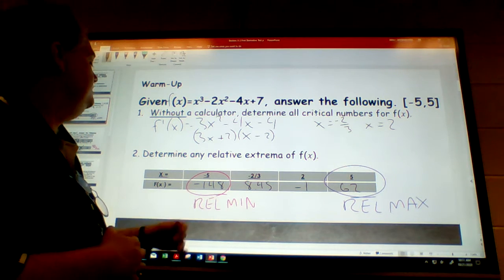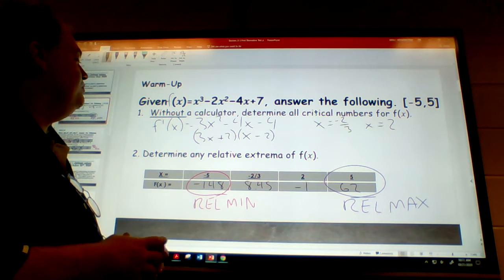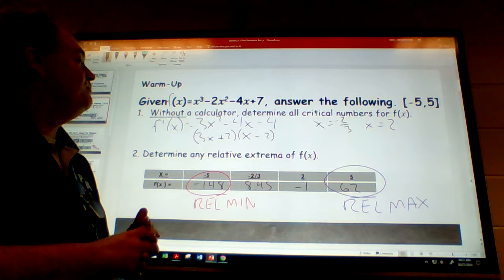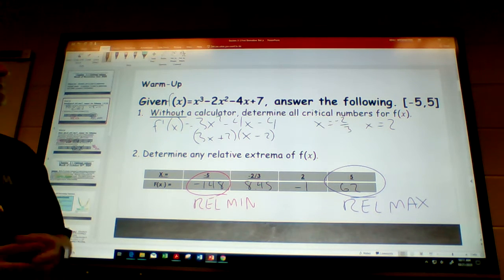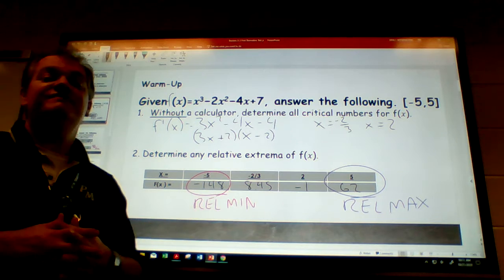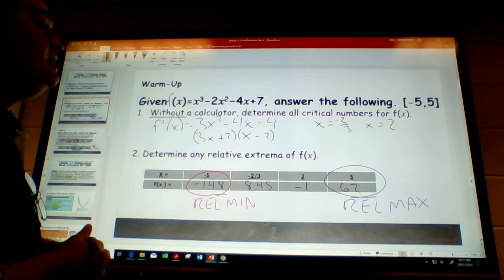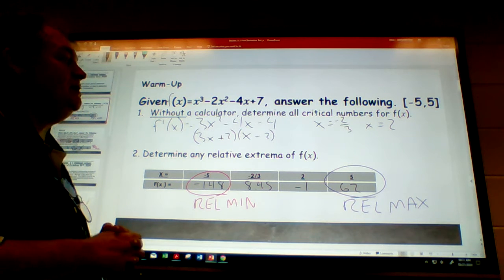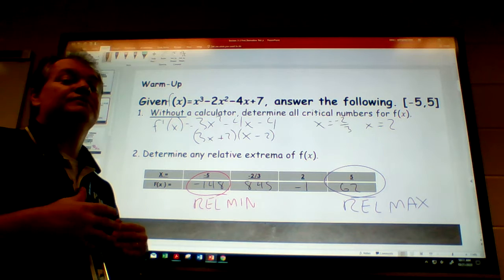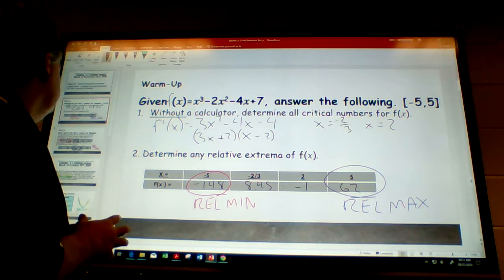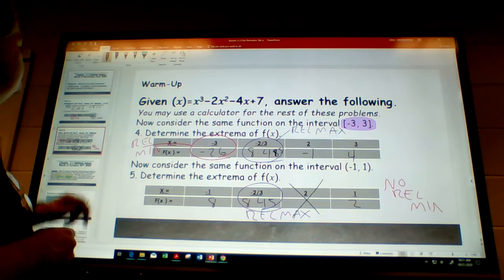When you plug your x values into the function, you get negative 148 for negative 5, 8.45 for negative 2/3, negative 1 for 2, and 62 for 5, which gives you a relative minimum at x equals negative 5 and a relative maximum at x equals 5, because those are the values on that given interval. Now, remember, things might change depending on the intervals, and you're going to see that in just a moment.